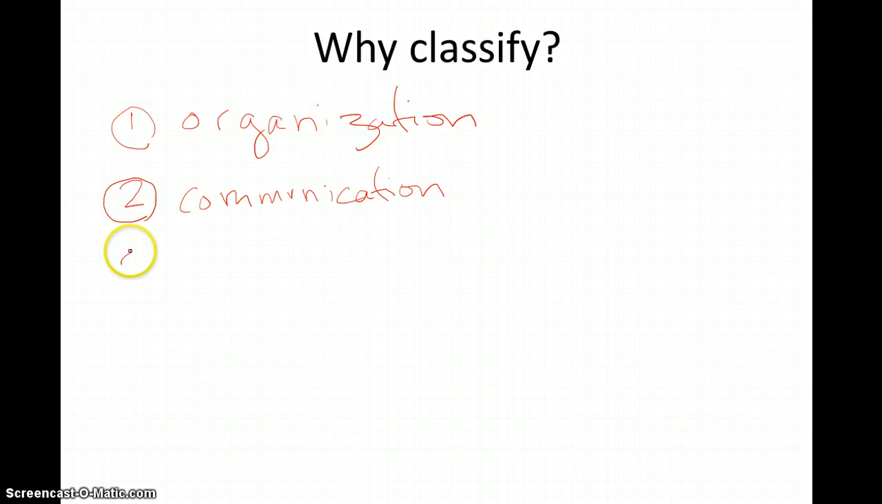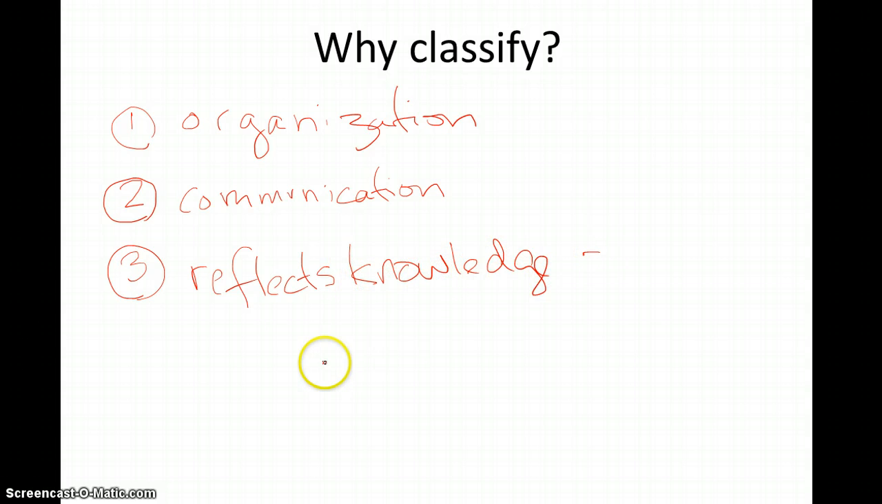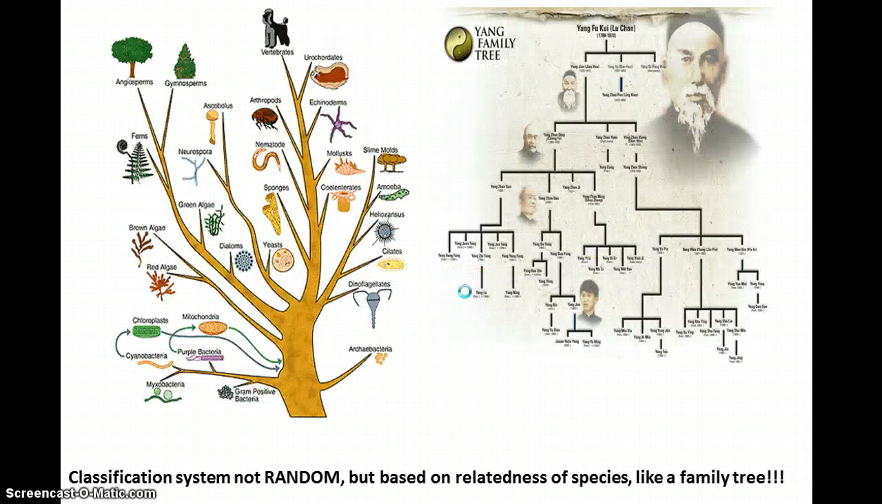And another big reason is that classification reflects something about the system, whether you're doing Beanie Babies or whatever. But our classification system reflects some knowledge about species as we know it. And what it tells us is the evolutionary history. It tells us something about the evolution of these species. Our classification tree is based on not just random relationships between species, but on how they're related.